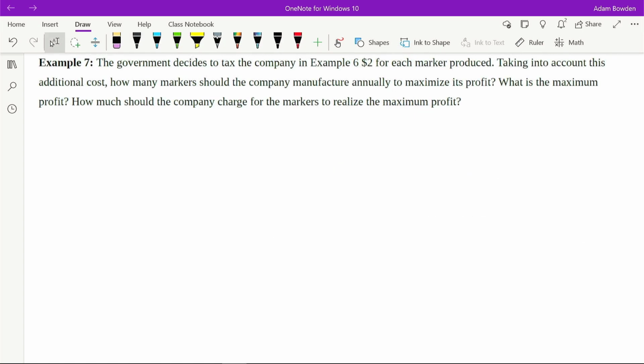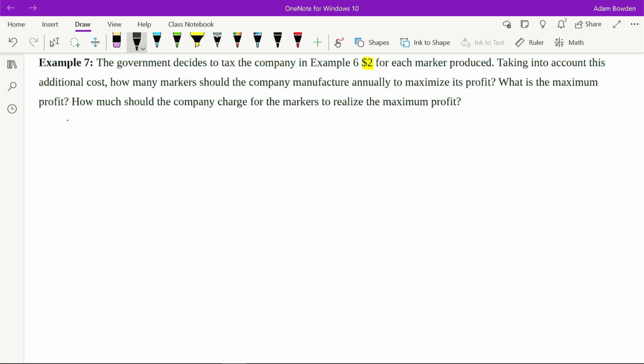This includes some extra information from the last two examples we've looked at with the markers and trying to maximize revenue, profit, and so forth. But this one says, what if there's an additional tax added, or maybe like a tariff or something like that? But there's an additional $2 added in to the cost for each marker. Taking this into account, how many markers would they need to manufacture to maximize their profit as a result? And how much should they charge, and how much profit would they make?